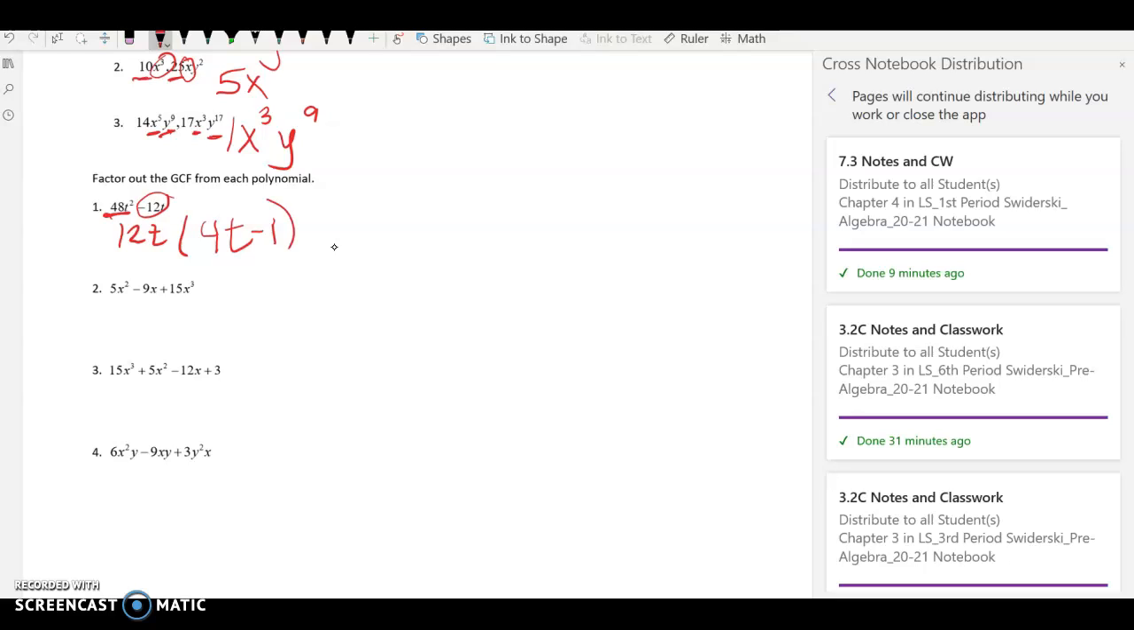Okay, number 2, I have 5, 9, and 15. Well, I know 5 can come out of 15. I know 3 can come out of 9 and 15. But as far as 5, 9, and 15, they only share 1. They also share x's, but they only share 1x because this x is just the first power. So what I'm going to do now is say what's left. Well, I have 5x minus 9 plus 15x to the 3rd. When I pull out 1x from that, I have 15x to the 2nd power.